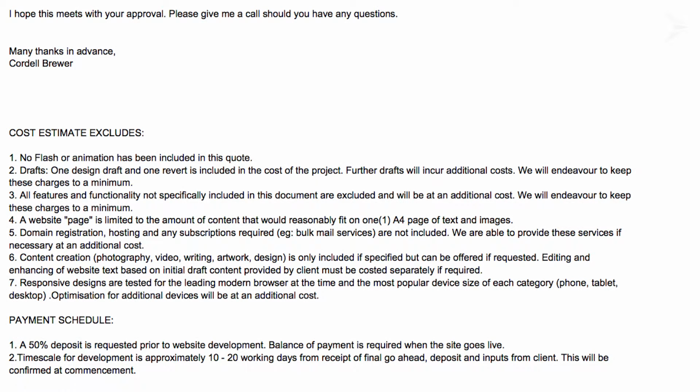Okay, so next what we've got is the sign-off. That's it. That's literally the proposal. Then underneath this, we've got "cost estimate excludes." And then it's got a list of things that it doesn't include, but it says no animation has been included in this quote. But I understand what that means.